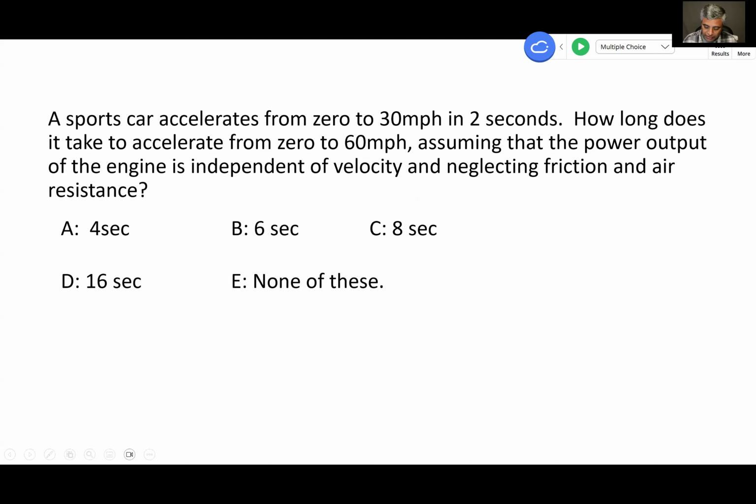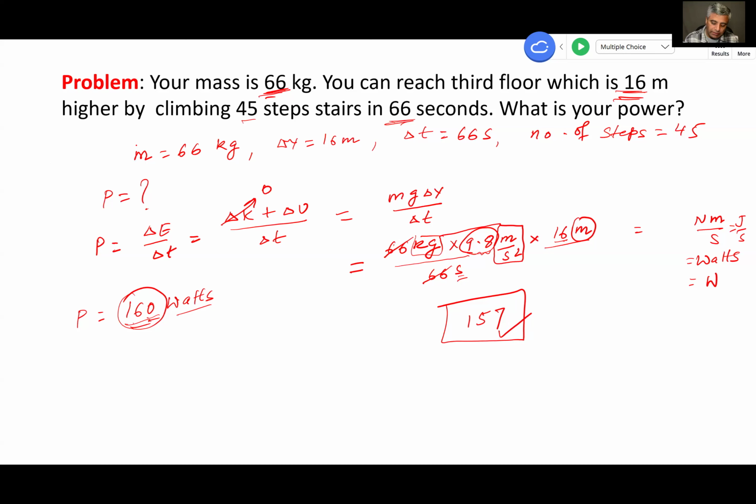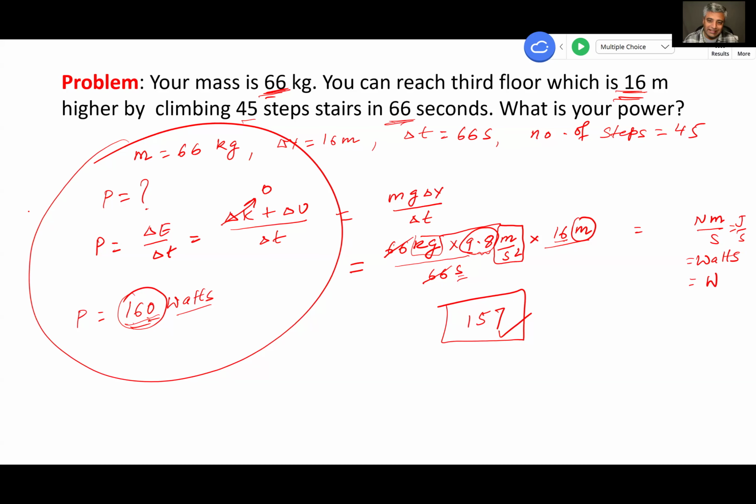So here is another question. See, it says 30 miles per hour, 60 miles per hour. The speed is doubling. Here there is no information about the road going higher or lower. So that means delta y in this case is 0, but there is delta v, okay? Velocity is changing. So there is change in kinetic energy. So power is coming from change in kinetic energy, not the change in potential energy. So in our previous example, the power came from just a change in potential energy. Change in kinetic energy was 0.